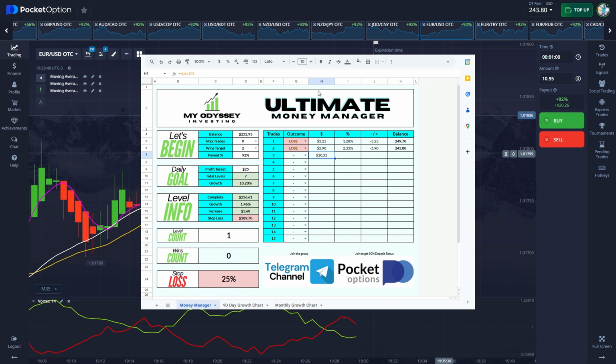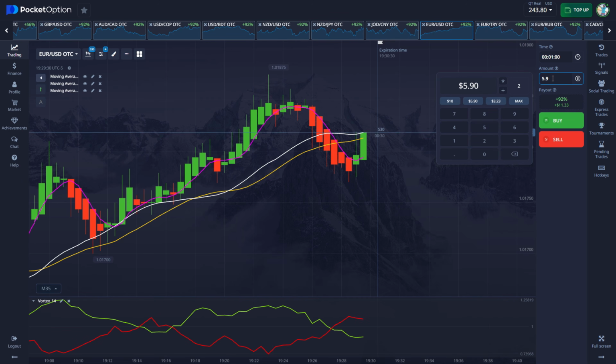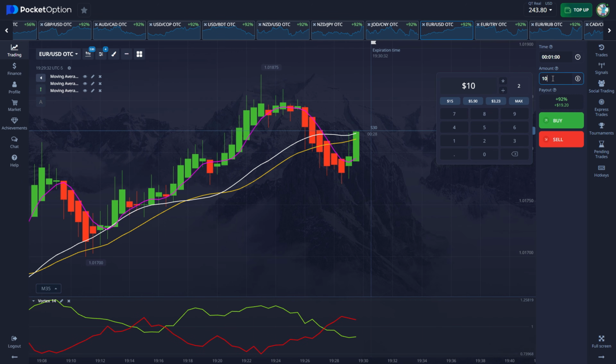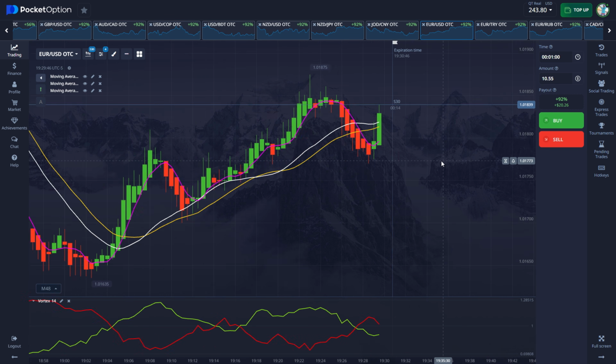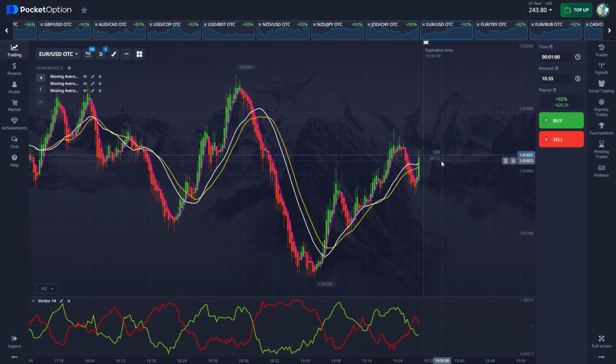So we're gonna enter 10.55 now into Pocket Option. The nice thing about the Ultimate Money Manager is that we don't have to think about our trades. Our goal is, what are we trying to do for the day? Well, we are just trying to gain a few points. What is your goal? 1%, 2%, 3%, whatever your goal is, get in, make it, and get out.